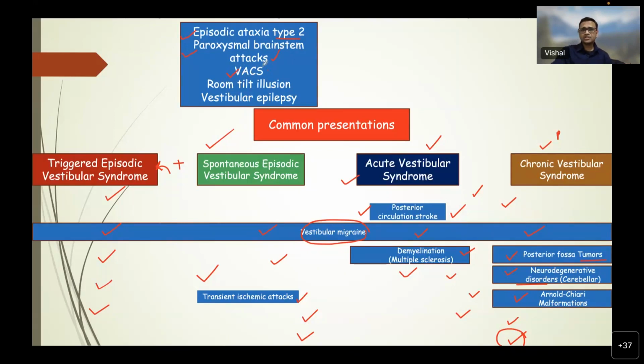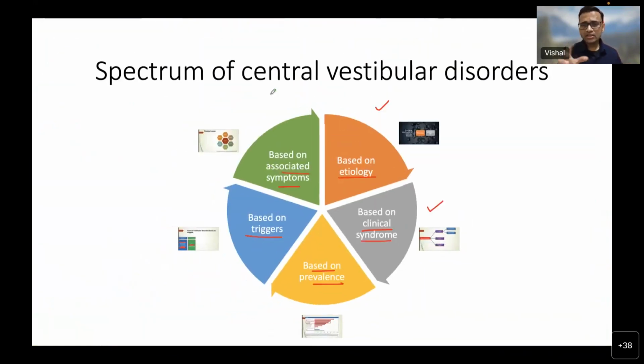vertebral artery compression syndrome, the name is now changed to brainstem vascular compression. Because this particular name is given, rotational vertebral artery syndrome is now called vertebral artery compression syndrome. That is also a central syndrome. Then comes the room tilt illusion, which can be seen in patients with lateral medullary infarcts. Vestibular epilepsy is a little rare, but it can happen, especially in children. The patients can have vertigo as an aura symptom before the actual seizure. So this is the spectrum of central vestibular disorders.